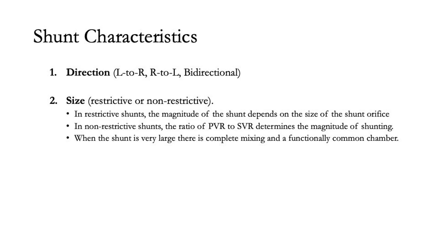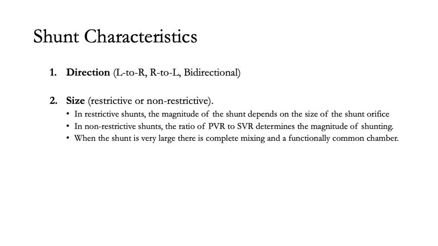In general, the larger the shunt, the more its blood flow is dependent on the ratio between pulmonary vascular resistance, or PVR, and systemic vascular resistance, or SVR. In restrictive shunts, flow through the orifice is more or less fixed and minimally affected by changes in the ratio between PVR and SVR. This type of shunt keeps a stable hemodynamic significance, varying little during anesthesia and surgery. In non-restrictive shunts, the ratio of PVR to SVR determines the magnitude of shunting.